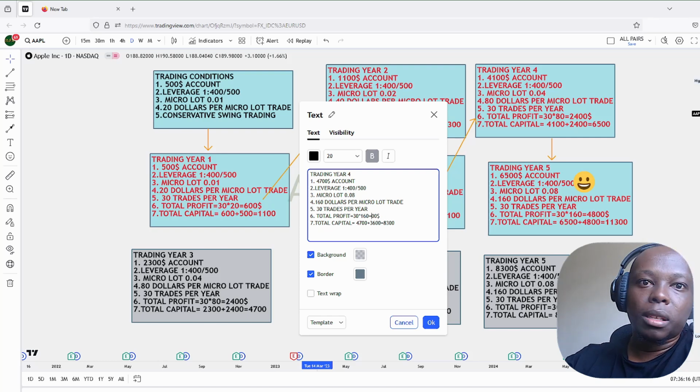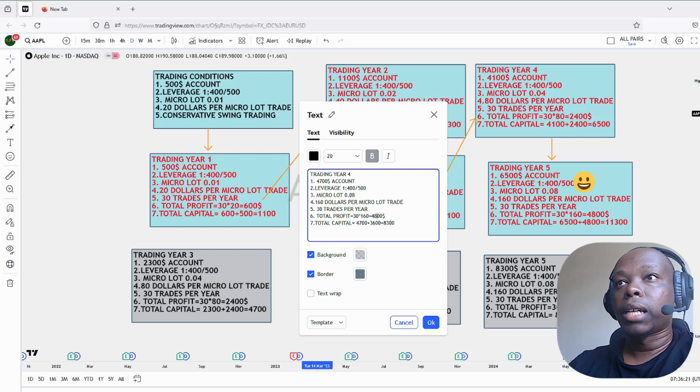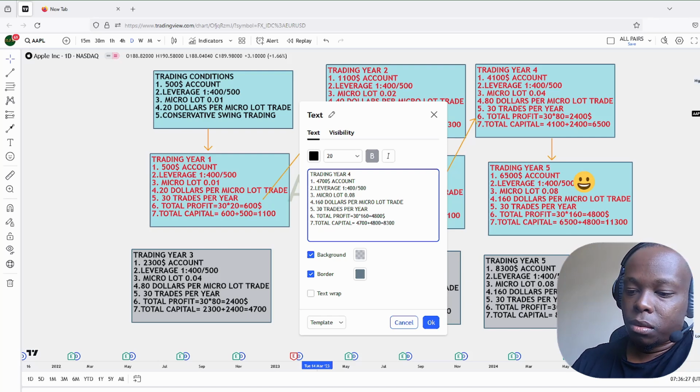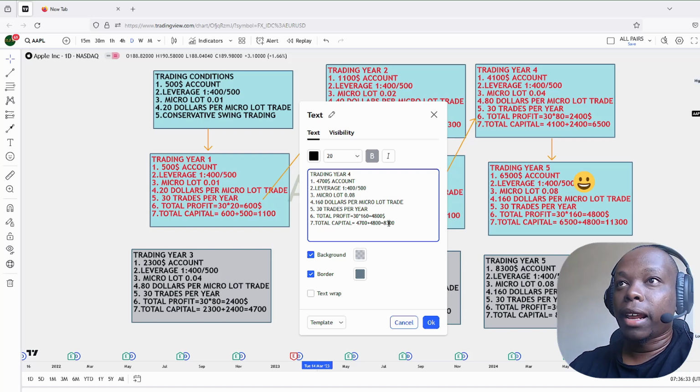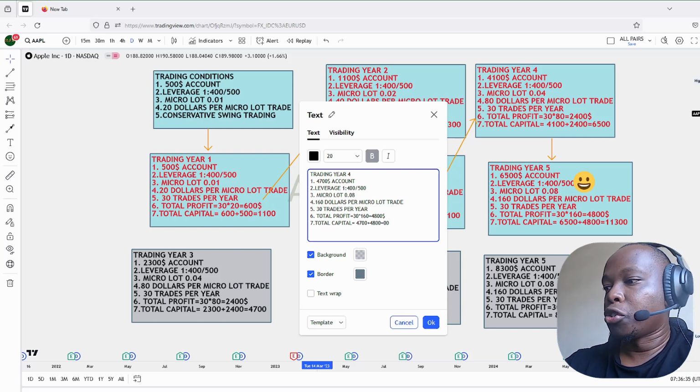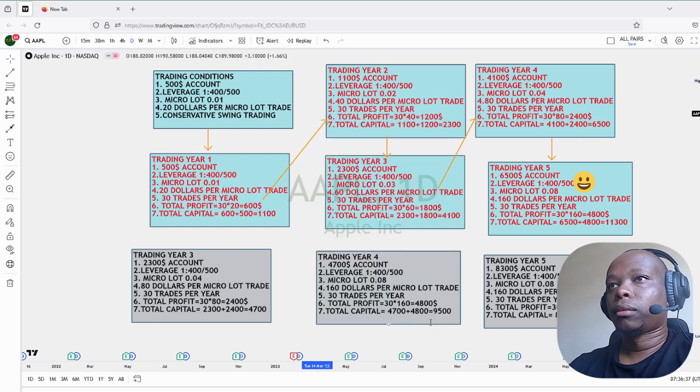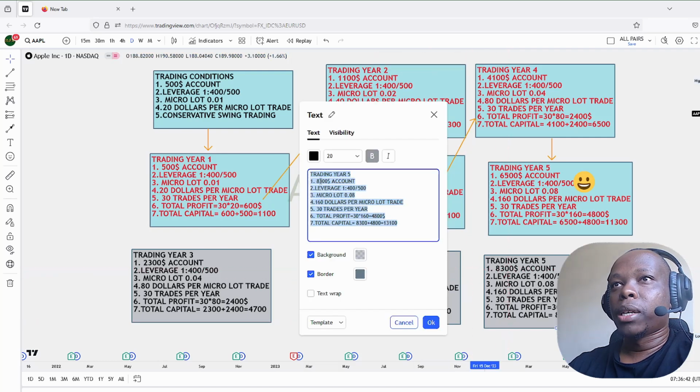I would not recommend this, but I'm simply doing it just for information. It would be 4,800. So it is 4,700 plus 4,800, which will be $9,500. Okay. So year 5, we are starting with 9,500.